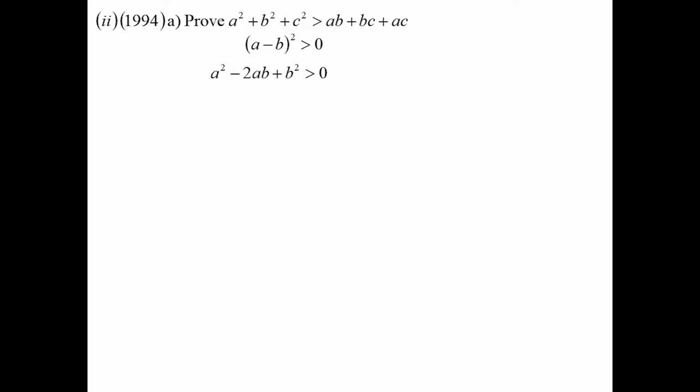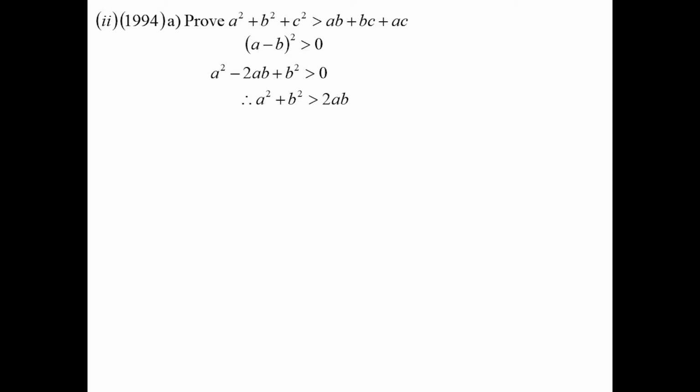Now if I expand that out and then move the 2ab to the other side, I've manipulated that to become a squared plus b squared is always greater than 2ab. But of course, a and b are just pronumerals. That would be true for any particular letter that I wanted to put there.